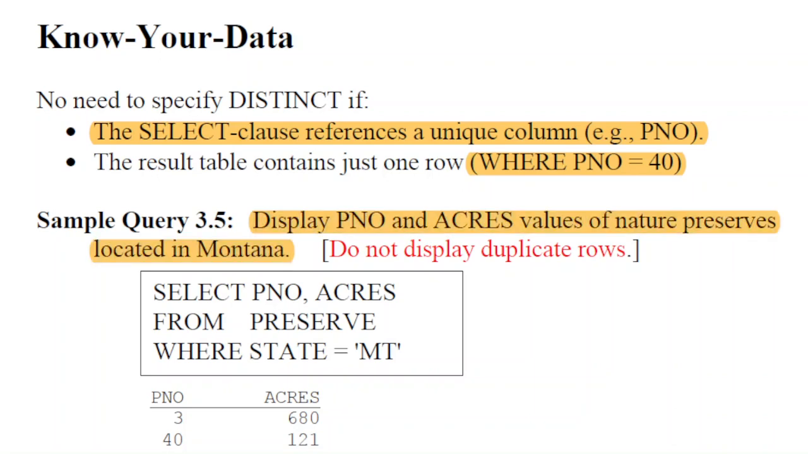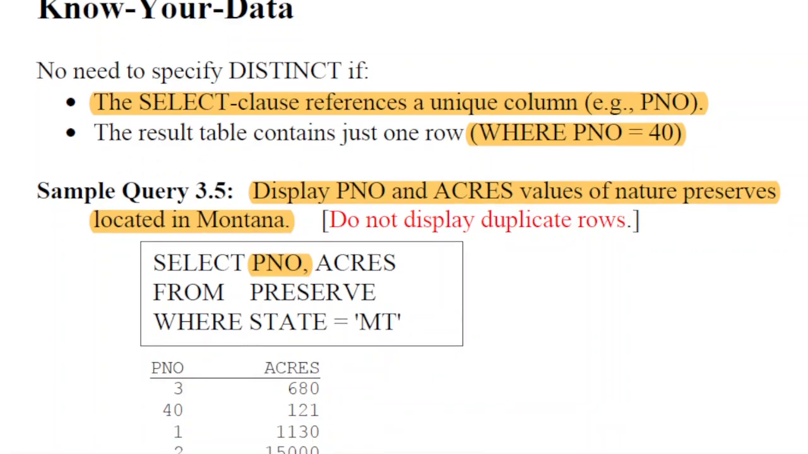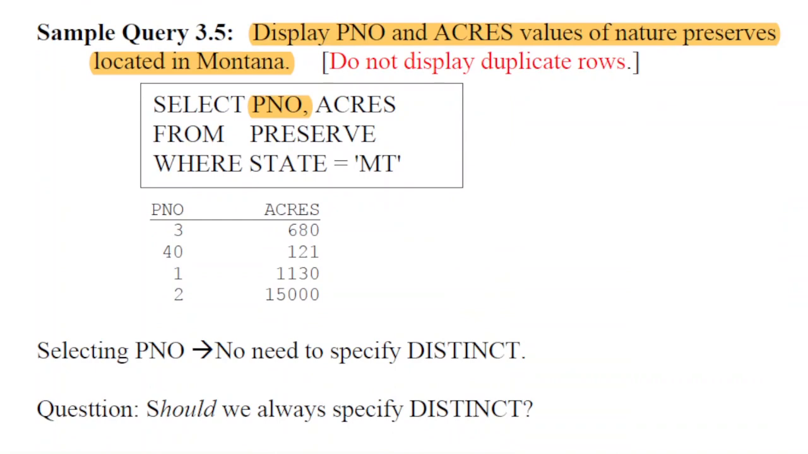Display the P&O and acres values for nature preserves in Montana. All right, we're selecting the P&O, so there's no possibility of duplicates, as can be observed in the result table. All right, amen. Go back to the query objective for a moment.